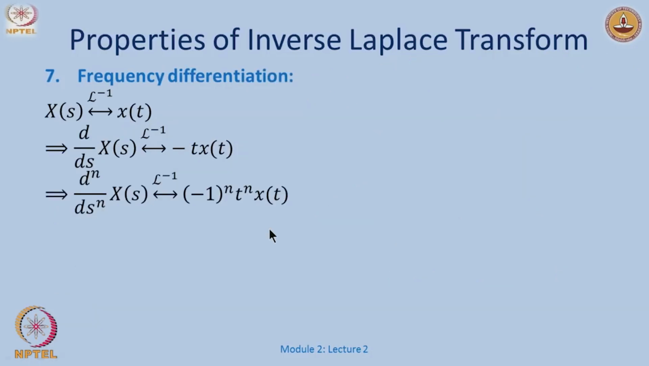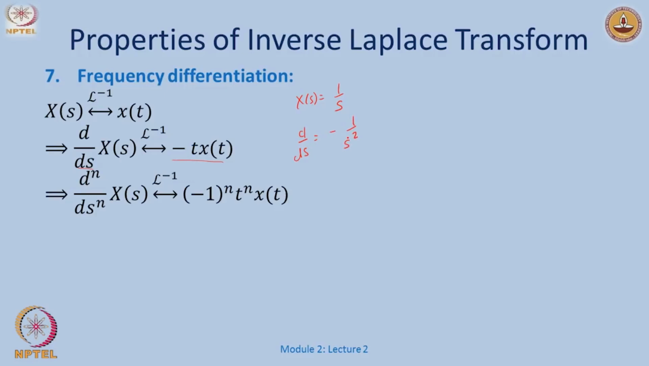Okay. Now, frequency differentiation. If I differentiate my signal in the Laplace domain, d over ds, that simply amounts to multiplying it by minus t. Let me do a simple example here. Let us say I start with X of s equal to 1 over s. Then d over ds is minus 1 over s square.